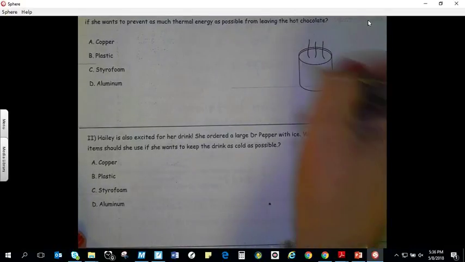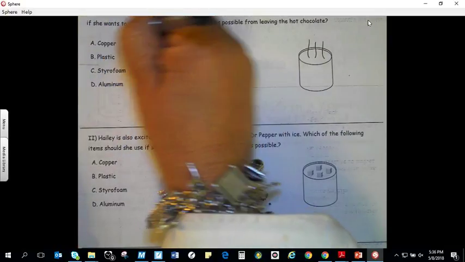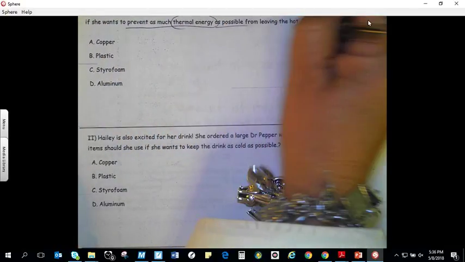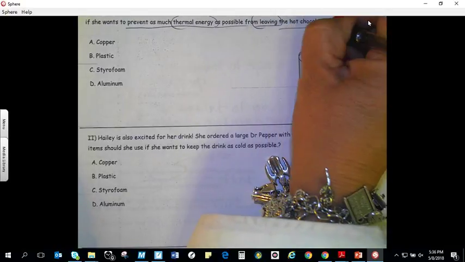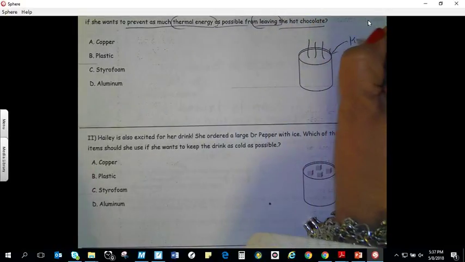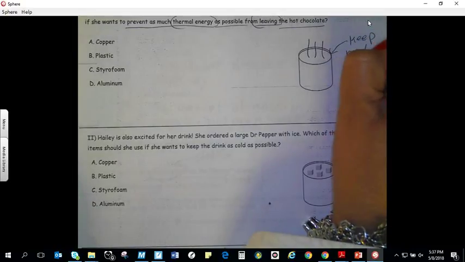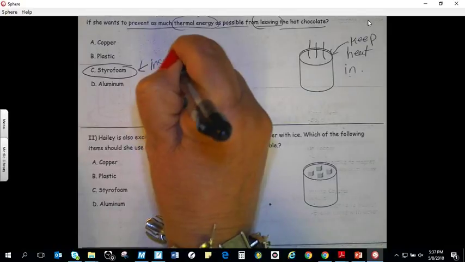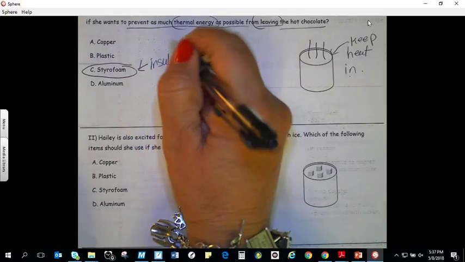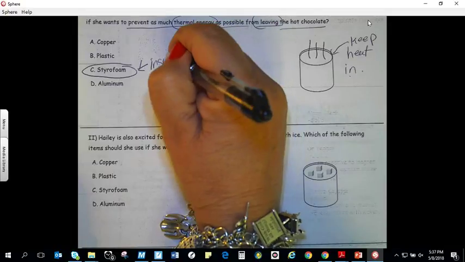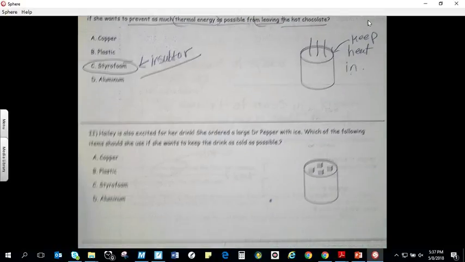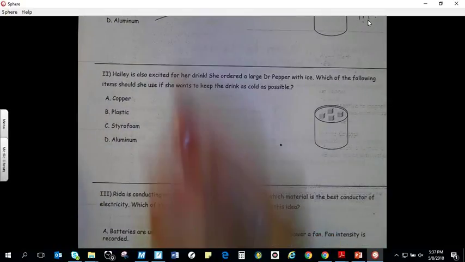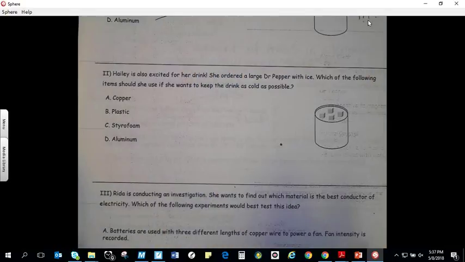Okay, so she wants to prevent as much thermal energy as possible from leaving the hot chocolate. So she wants to keep heat in. And what is she going to do? She's going to use a styrofoam because the styrofoam is an insulator. And that would help them out. All right. This is insulator. Sorry about that. All right.